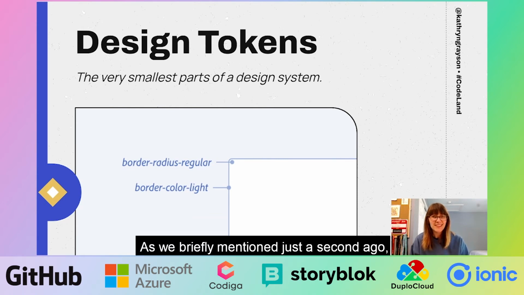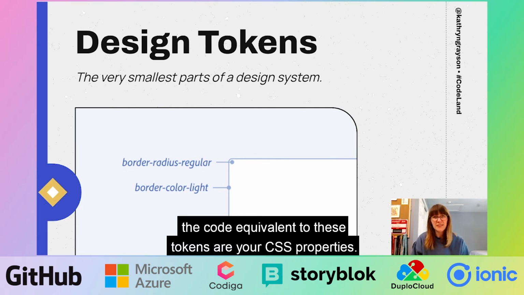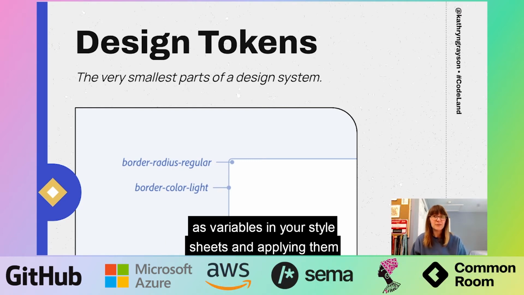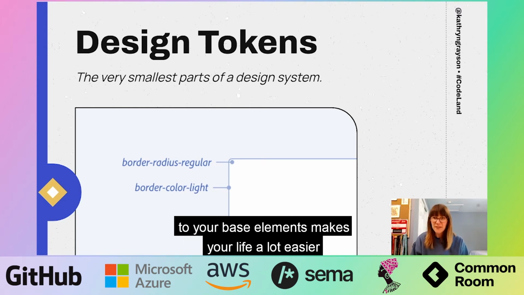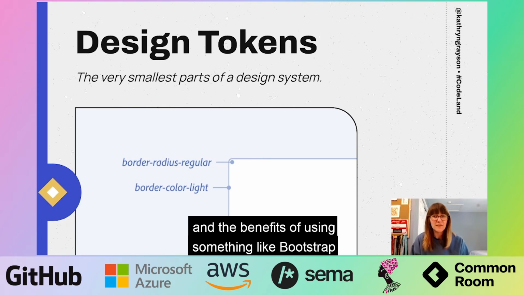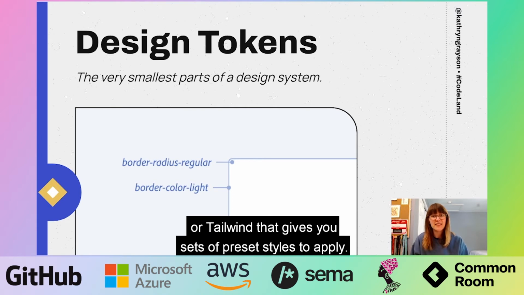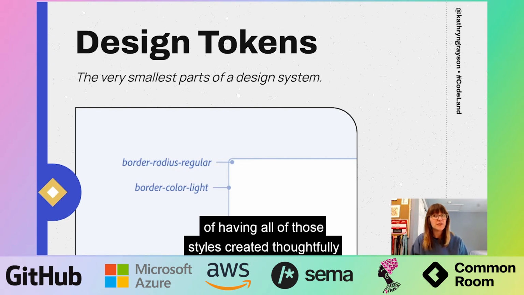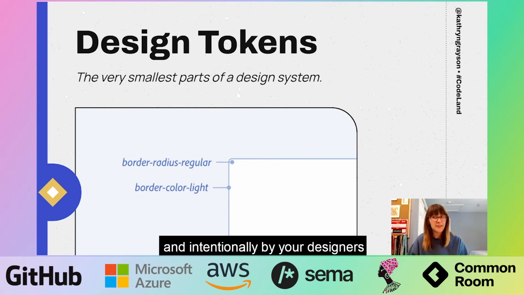As we briefly mentioned just a second ago, the code equivalent to these tokens are your CSS properties. So storing all of these tokens as variables in your style sheets and applying them to your base elements makes your life a lot easier and your dev process a lot faster. It gives you all the ease and the benefits of using something like Bootstrap or Tailwind that gives you sets of preset styles to apply, but it comes with the distinct advantage of having all of those styles created thoughtfully and intentionally by your designers for your specific app and your user base.